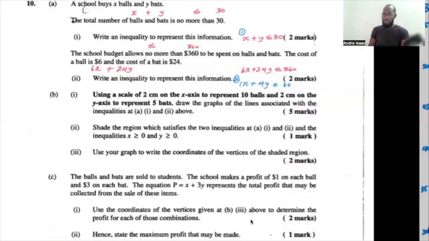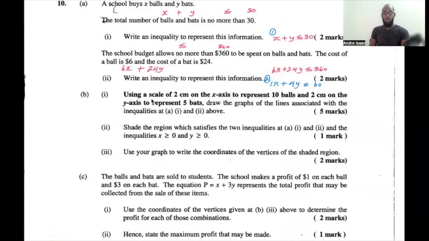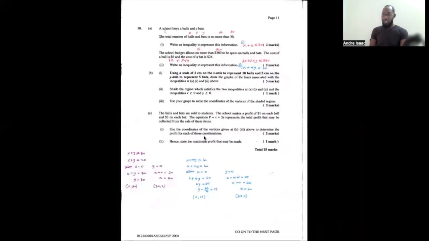So continuing, because we dealt with part B1, part B2, they said shade the region that will satisfy the two inequalities at part A1 and 2, and the inequalities x is more than or equal to 0 and y is more than or equal to 0. All right. So let's deal with x equals 0 and y equals 0.